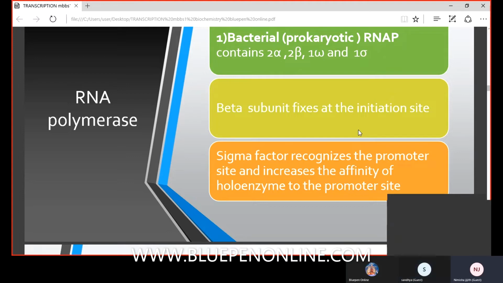So here 2 alpha, 2 beta, 1 omega, 1 sigma, right? Different subunits are there, so without one subunit, it is not effective. If one subunit is lacking, it is not effective. Here, the beta subunit fixes at the initiation site. The sigma factor recognizes the promoter site and increases the affinity of the holoenzyme to the promoter site. This third point is very important.